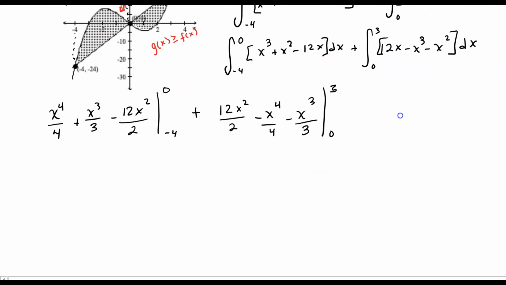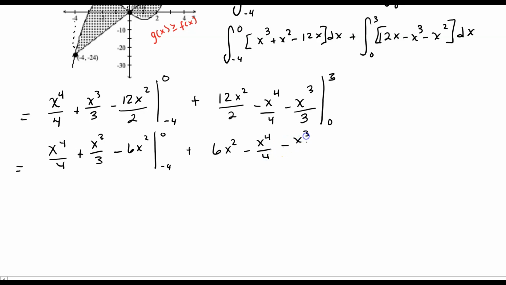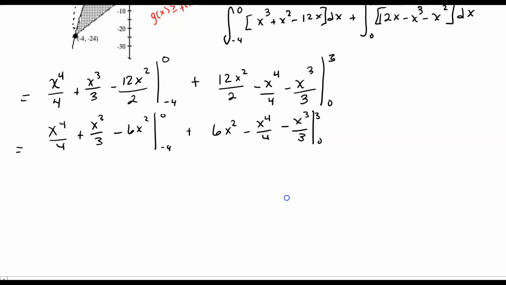Well, these are rather nice. I mean, you can simplify them just a little bit more, and I guess I could do that for you. Let's go ahead and do that. What do we get? x to the fourth over 4 plus x cubed over 3 minus 6x squared, again evaluated from -4 to 0, plus 6x squared minus x to the fourth over 4 minus x cubed over 3, again evaluated from 0 to 3. We've got that right there.